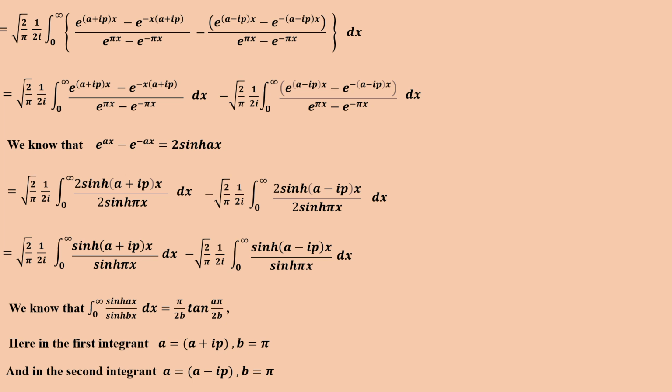So using this formula you will get, which is equal to root of 2 divided by pi, 1 by 2i. So the first term, using the formula, pi by 2 pi tan of a plus ip times pi by 2 pi, minus pi by 2 pi tan of a minus ip times pi by 2 pi.